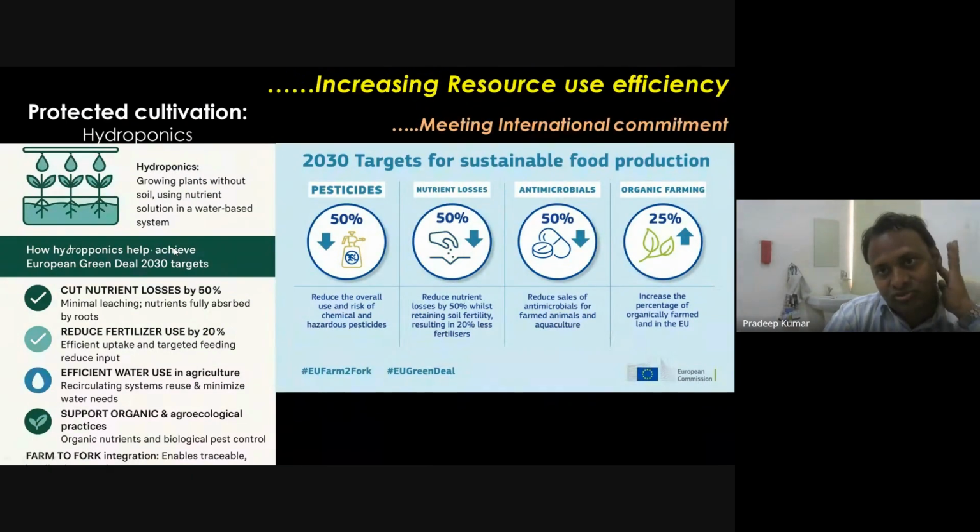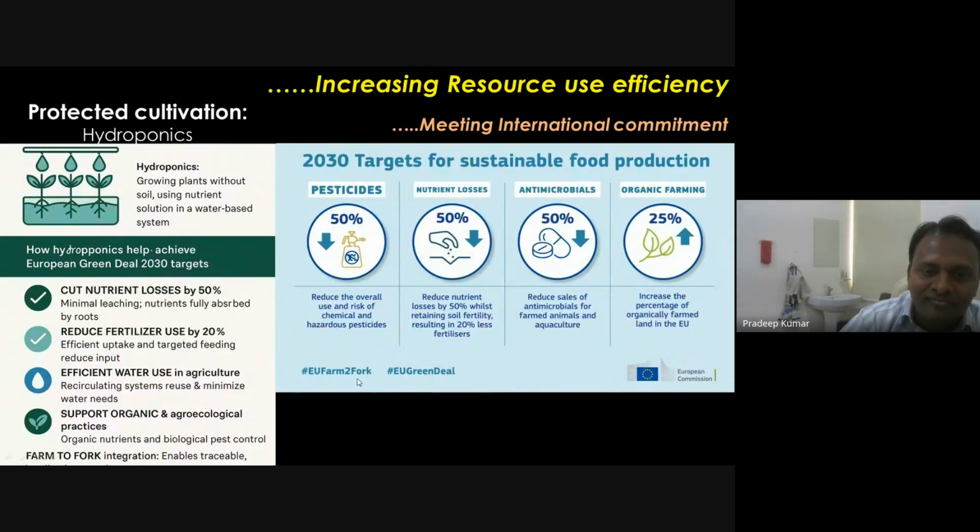This also increases resource use efficiency. The European Union has realized it, and in their 2030 target, they intend to reduce nutrient losses by 50%, reduce fertilizer use by 20%, and they have some of the objectives in the Green Deal 2030.